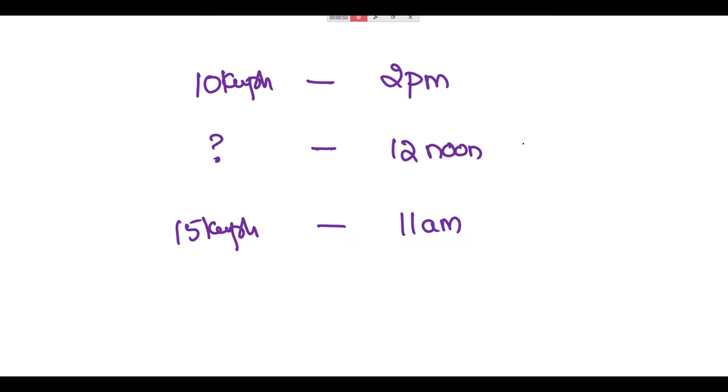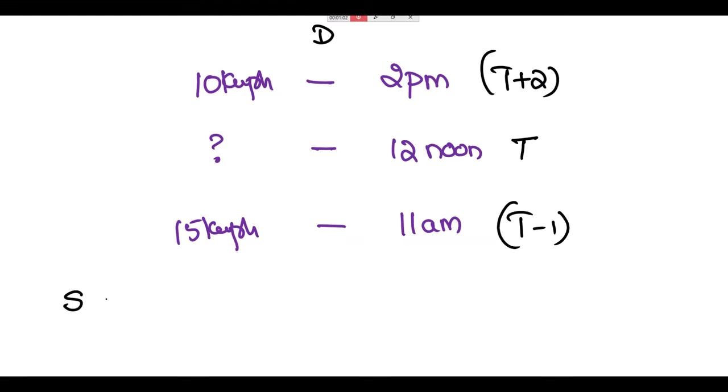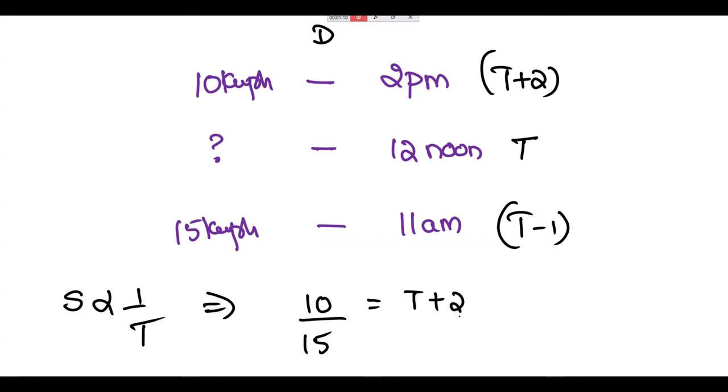Let's say T is the correct time to reach. 2 p.m. means you are 2 hours late. 11 a.m. means you are 1 hour early. Distance is constant in all the cases. So speed and time are inversely proportional. Using that, 10 by 15 is nothing but T plus 2 divided by T minus 1.